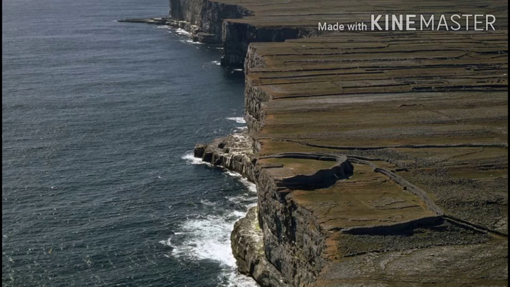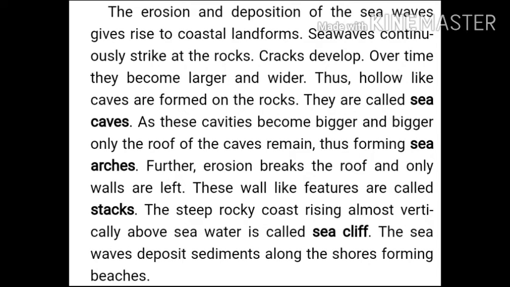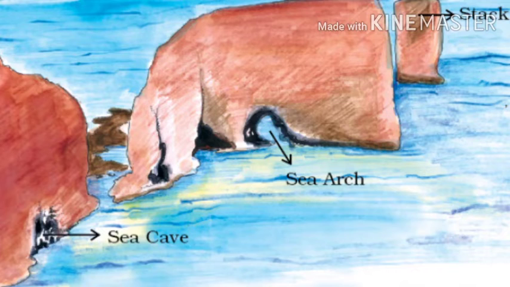Sea cliff. Sea waves erode rocks along the coast to form steep rock faces or cliffs that rise almost vertically above the water. Marine cliffs are formed in this way. The sea waves deposit sediments along the shores, forming beaches, sandbars, spits, and lagoons.